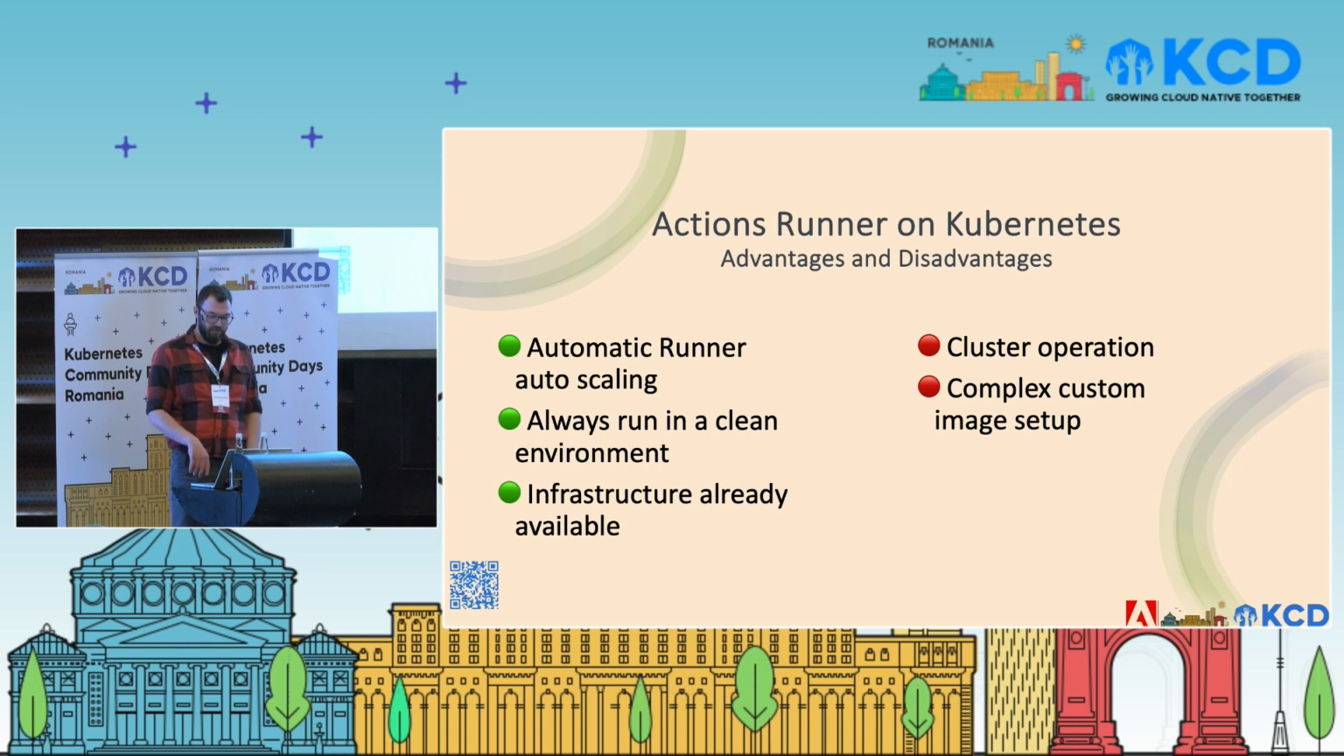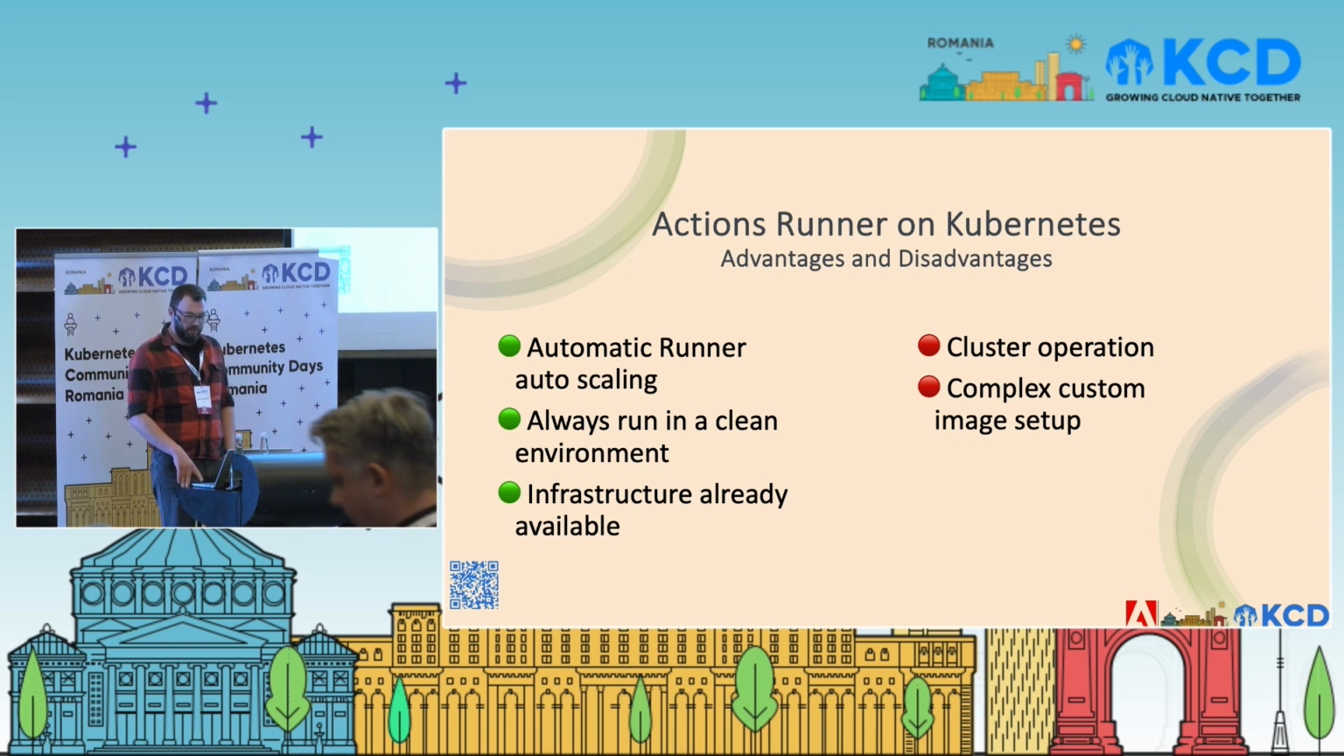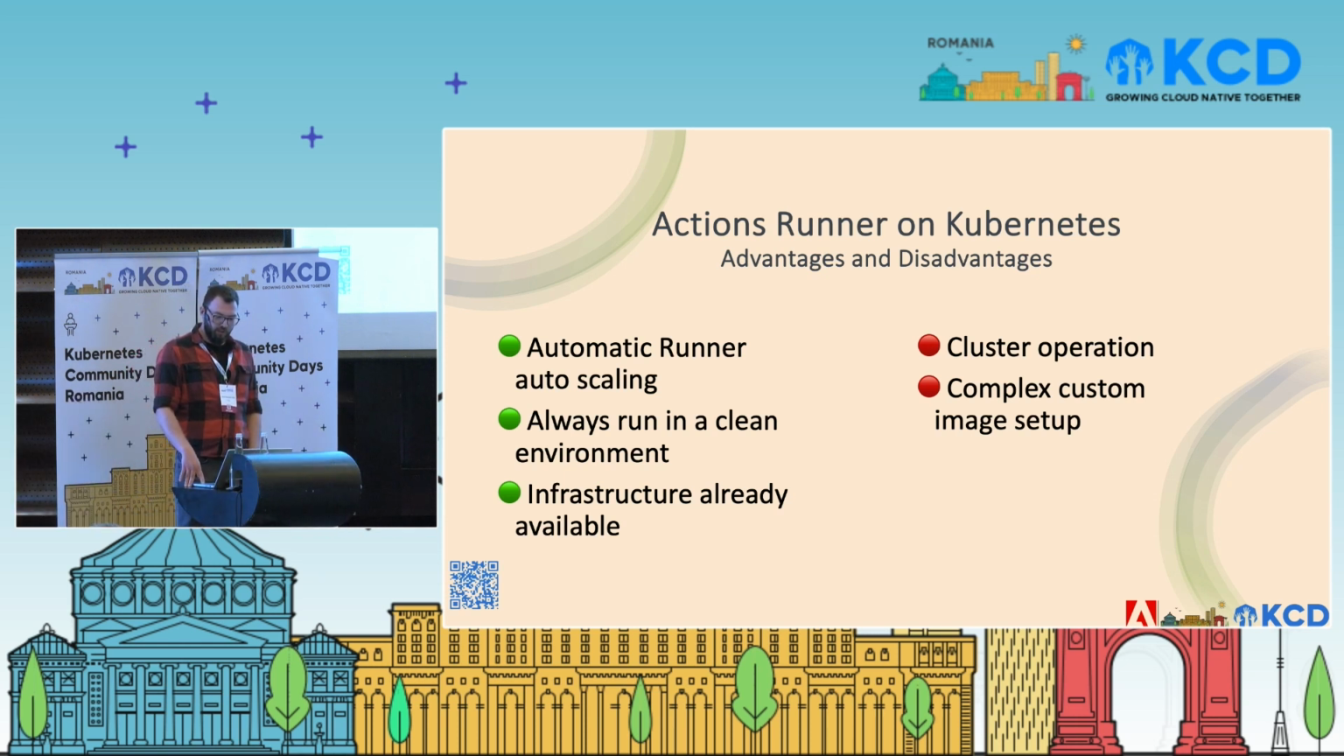For this particular event, I will focus on running GitHub Actions self-hosted runners on Kubernetes, which provides as advantages automatic runner auto-scaling down to 0 based on demand, and short-lived runner pods that allow builds to always start in a clean environment. Probably you already have that infrastructure available somewhere. Some of the disadvantages for Actions on Kubernetes are cluster operation overhead for spinning up a new cluster, additional CRDs, and complex custom image setup if that's required.